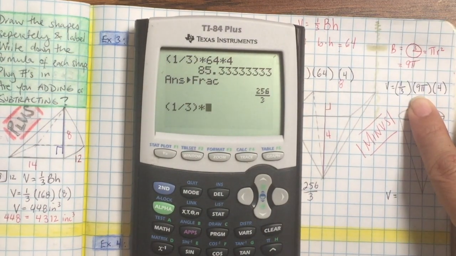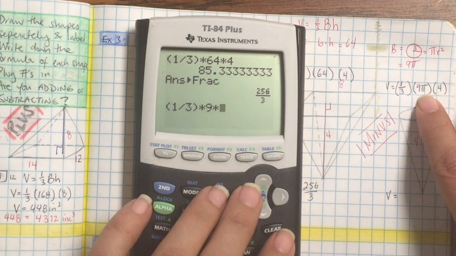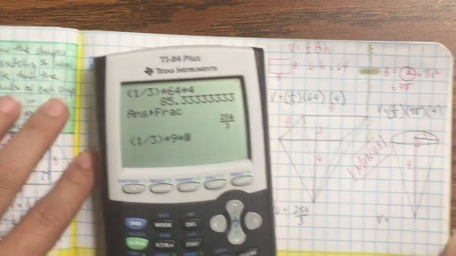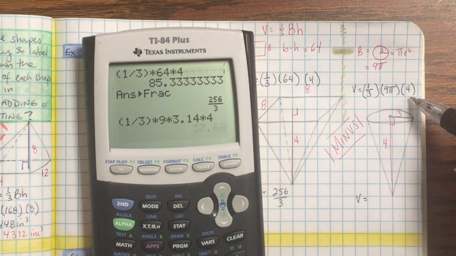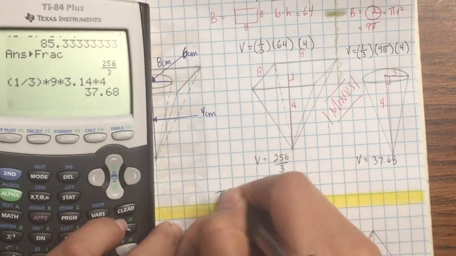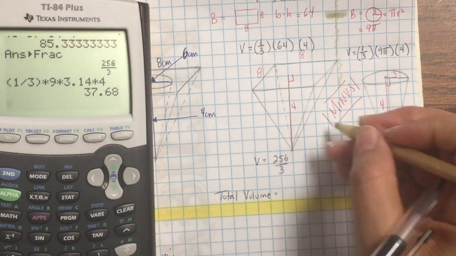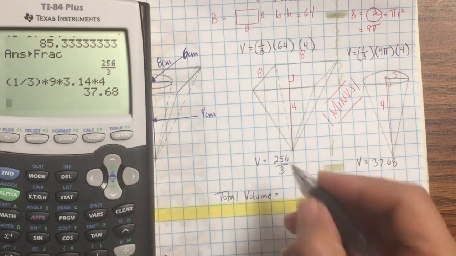Put that in the calculator with a 3rd in parentheses. And we're going to use pi as 3.14 because it said use pi as 3.14. If it doesn't say use it at 3.14, you leave it as pi. So 37.68. And then to find the total volume, remember it's the pyramid, subtract from the cone. So 256 over 3 in parentheses minus 37.68.